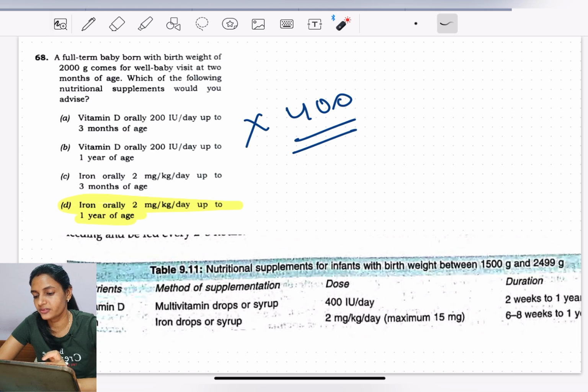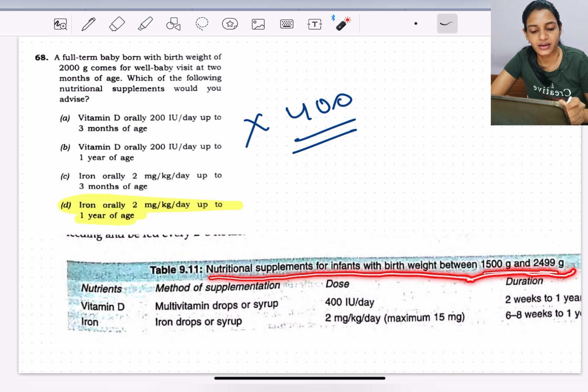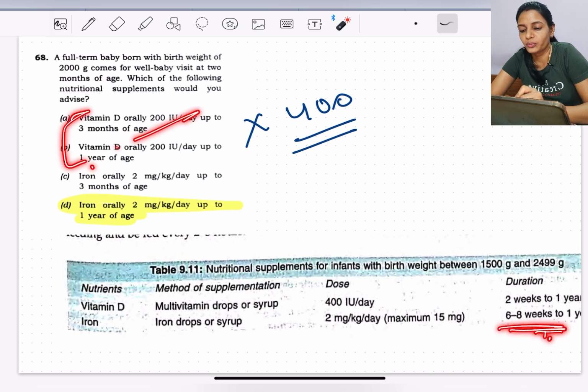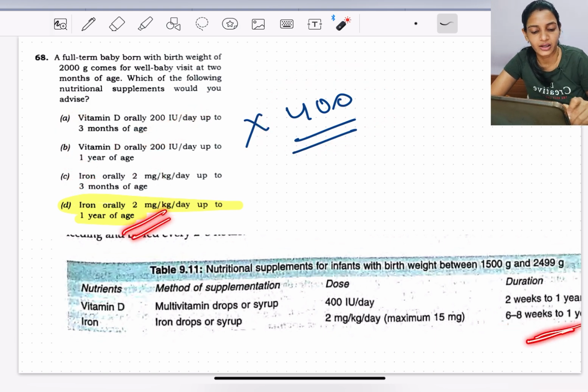Next they are saying a full term baby born with a birth weight of 2000 gram comes for a well baby visit. They are basically talking about nutritional supplements for an infant with a birth weight between 1500 gram and 2500 gram. We should give vitamin D at a dose of 400 international units and iron at a dose of 2 milligram per kg per day for a duration of 6 to 8 weeks up to 1 year. So the vitamin D options are wrong because they have given 200 instead of 400. The answer should be 400, and iron 2 milligram per kg, which can be given up to 1 year of age.